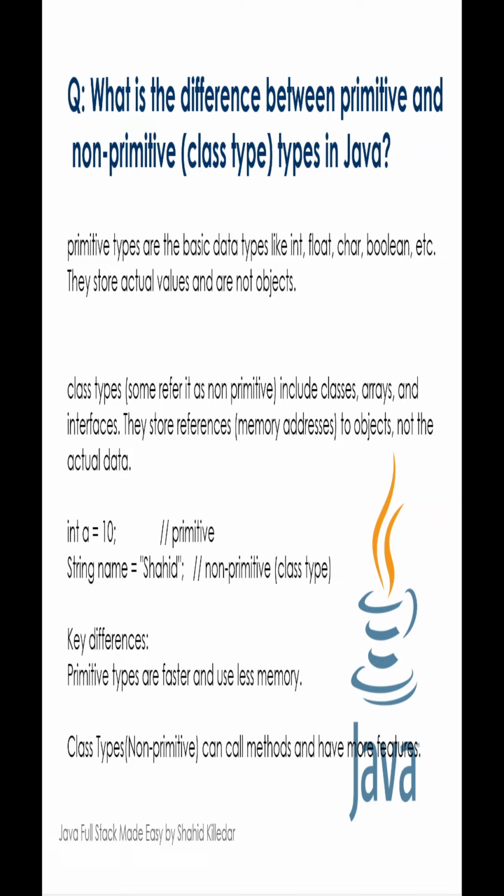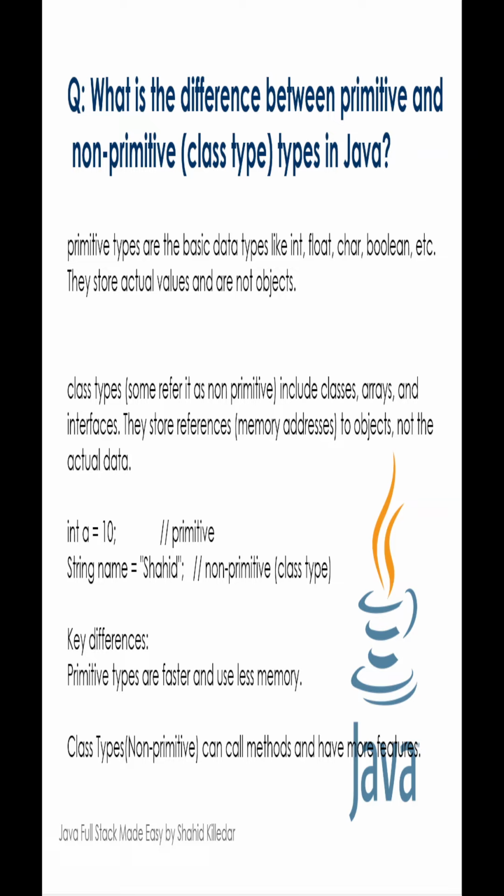Now class types, which are also called the non-primitive types, include classes, arrays and interfaces. They store references. That means they store memory addresses to the object, not the actual data. The example for this is int a equals 10, the primitive type, and String name equals Shahid, non-primitive, a class type.